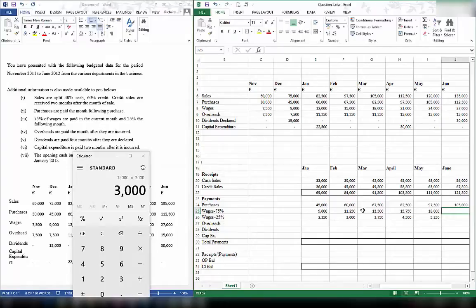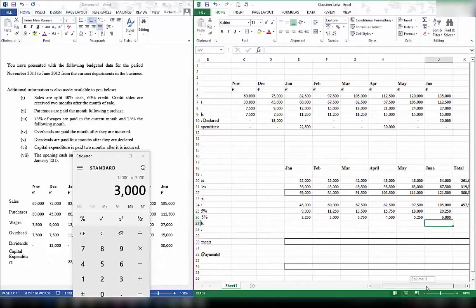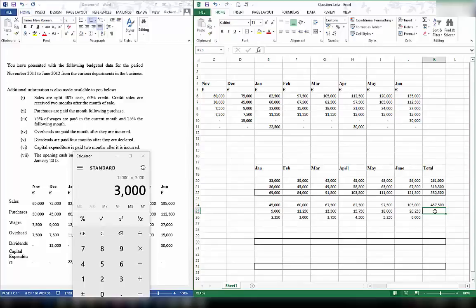And our final month, June, our wages in June were 27,000. So 75% of our 27,000 is 20,250. And we want 25% from the previous month. Our previous month's wages were 24,000, 25% of that, 6,000 dedicated to this month. And again, we'll total off both of those. So our total wages were 87,750 and 24,750. That's our wages covered.